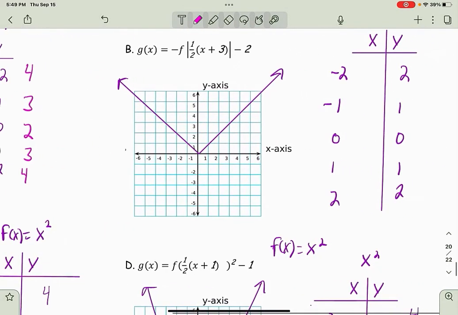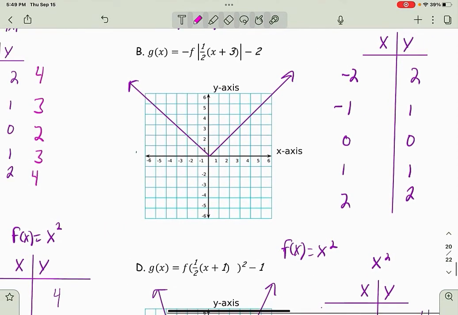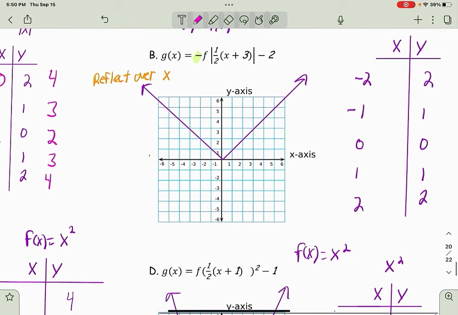So now let's go ahead and try this problem over here. So let's start off. Notice we have a negative, which means we're going to reflect over the x-axis. So we have b equals 2, h equals negative 3, and k equals negative 2.